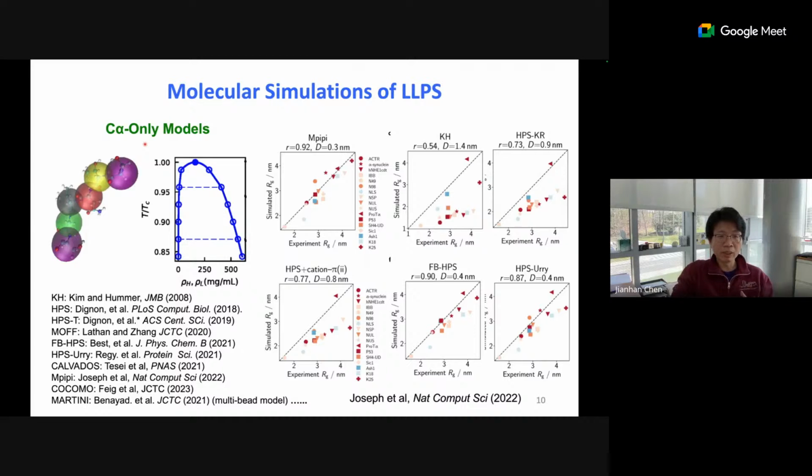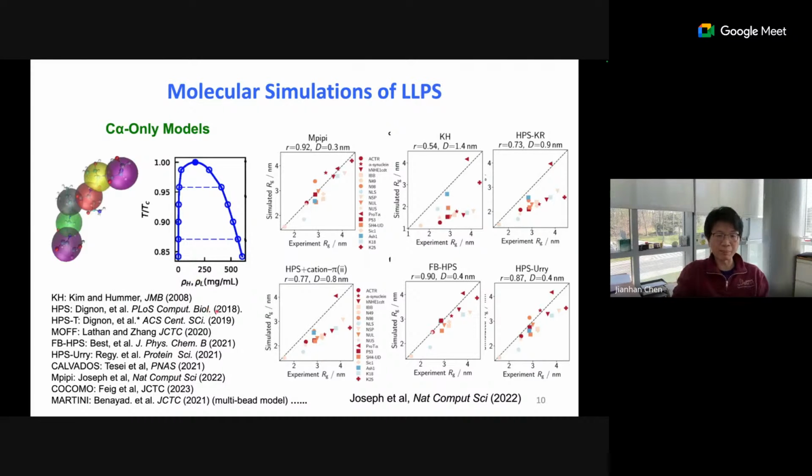So even though this kind of model has been shown to be quite useful in the study of protein folding, one of the early models was developed by Kim and Hummer, at the time at NIH. They showed that this really simple C-alpha model with statistical potential can do a pretty good job describing the dynamic interaction of proteins, and can reproduce experimental data reasonably well.